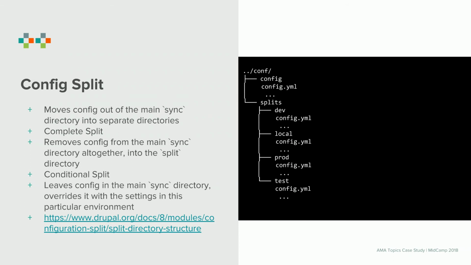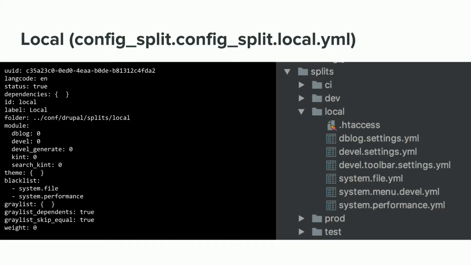We also have conditional splits, which will leave primary configuration in the main sync directory, but if you happen to be in one of the split environments, it'll read from a new file defined there. The documentation for config split is really, really good, so I suggest you go look at it.